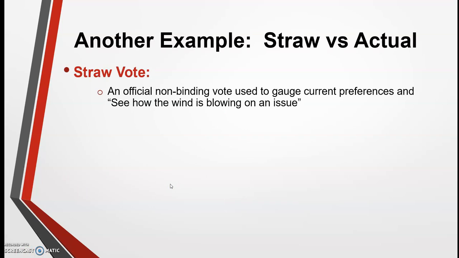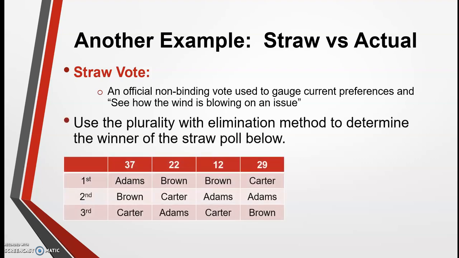So let's look at straw versus actual votes. An official non-binding vote that's used to gauge current preferences, or see how the wind is blowing, is referred to as a straw vote. So let's use the plurality with elimination method to determine the winner of the straw poll below.